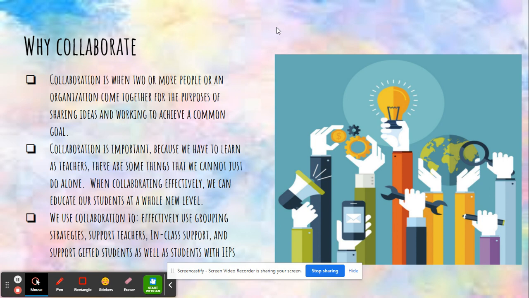So that's where our co-teacher comes in, and it is so helpful for us because then we are able to educate more effectively at a whole new level. So we use collaboration to effectively use grouping strategies, support teachers, provide in-class support, and support gifted students as well as students with IEPs.